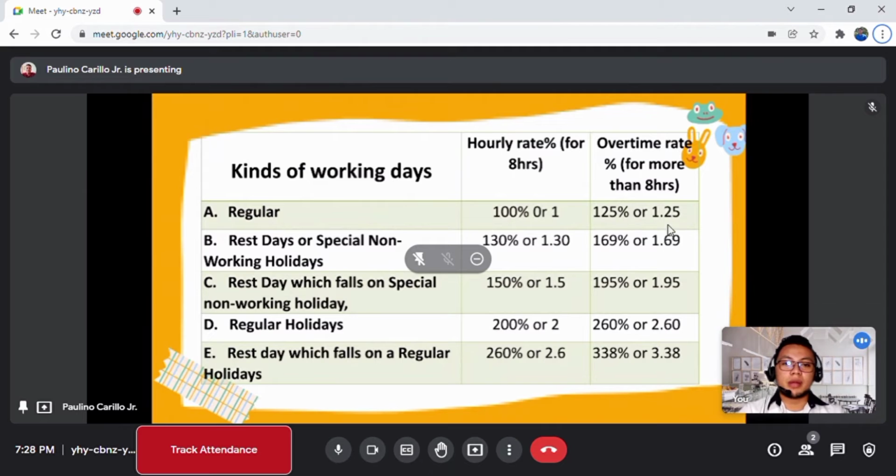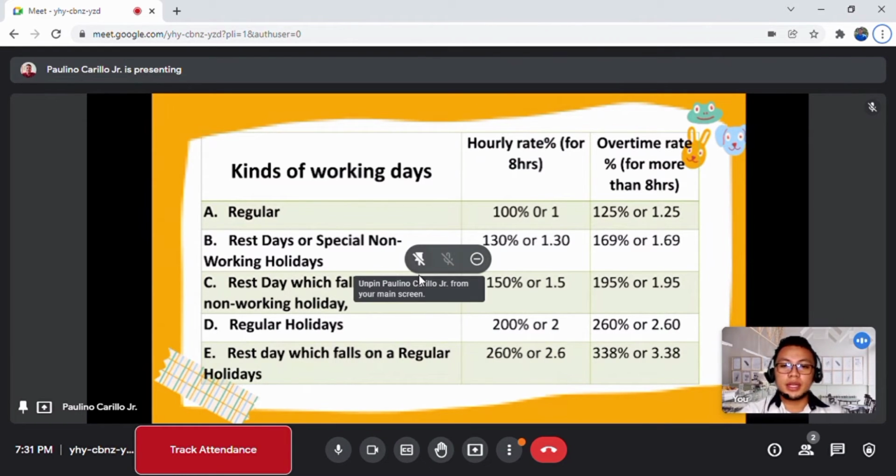Now their overtime rate is much bigger than the hourly rate because it is the work or the hours beyond their ordinary or regular working hours. For regular days, the overtime rate will become 125% of their regular hourly rate. And then for rest day or special non-working holidays, it becomes 169%. And then for the rest day which falls on this special day, it has 195%. And then for regular holidays, it has 260%. And for the rest day which falls on the regular holidays, it is now 338%. Now, we need to take note of this table because it will be our basis for computing our overtime pay.